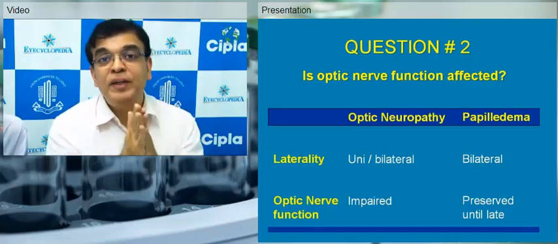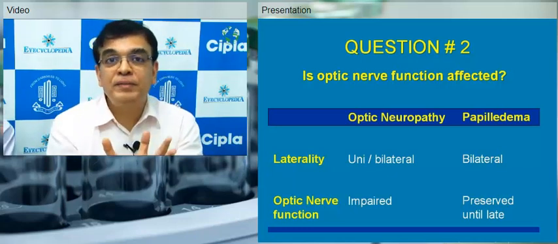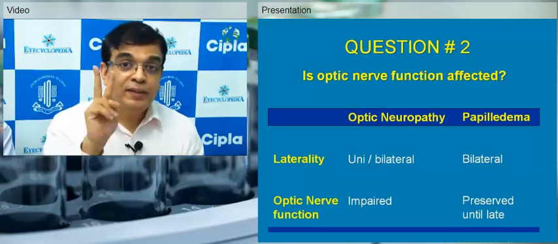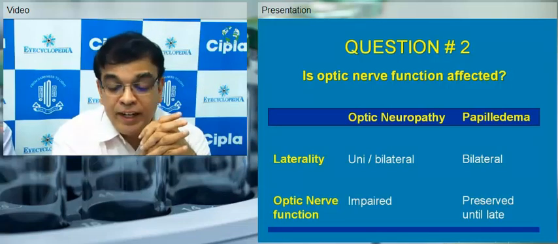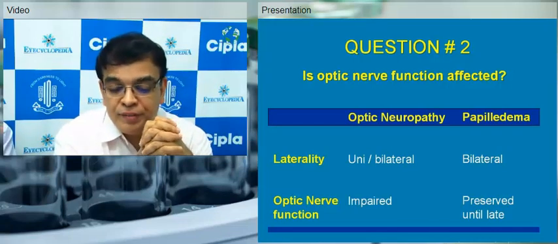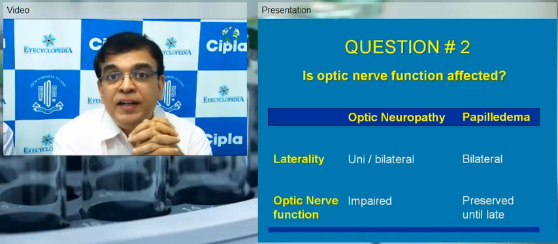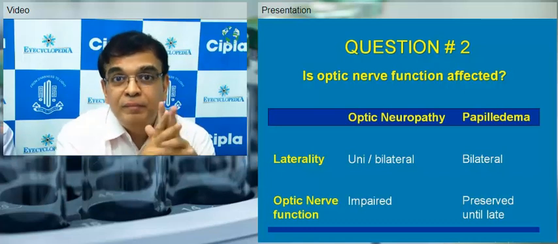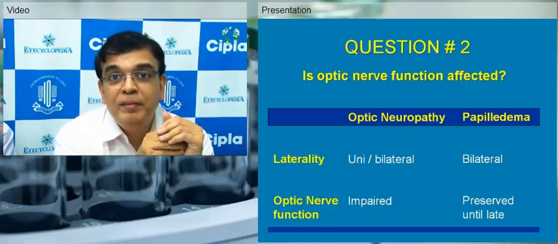The first one I asked you was to look at the surface and appearance of the disc and decide whether it is a true disc swelling or pseudopapilledema. The second question I had for you was, is the optic nerve function affected? In papilledema, the optic nerve function is usually preserved until very late in the natural course, when the optic nerve fibers start getting damaged because they're no longer able to function in such a raised high-pressure environment. They start to die, and that's when the visual loss starts to happen.